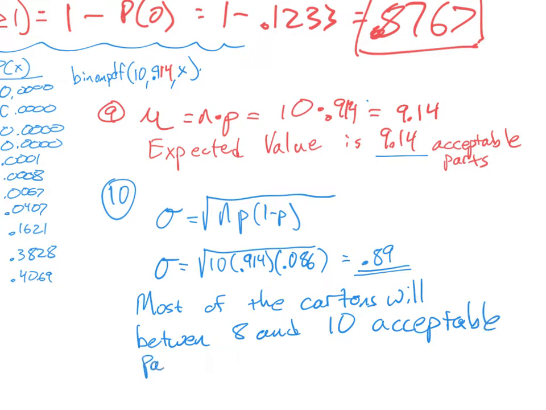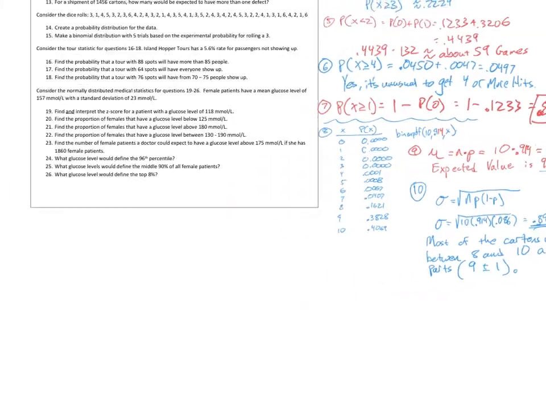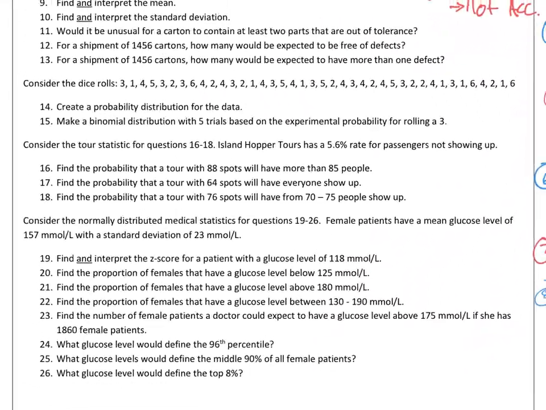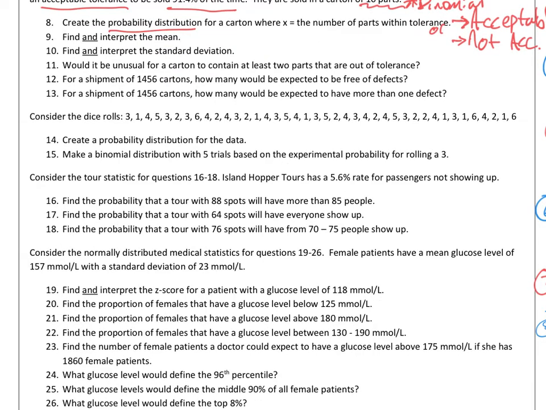Or we can say this is 9 plus or minus 1. So 9 is the expected value of parts, and then we get about 1. That puts us up to 10 or down to 8. Something along that line, because we know that about 68% should be within one standard deviation. Okay, cruising along here. So there's our standard deviation check.